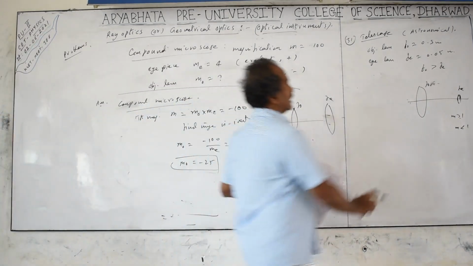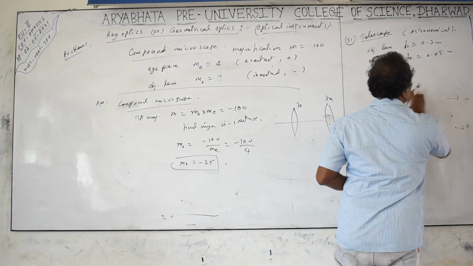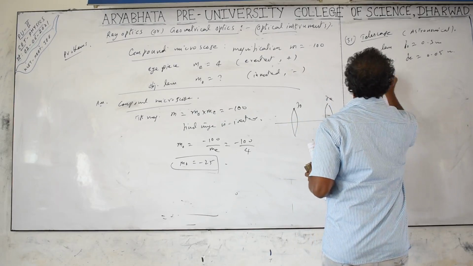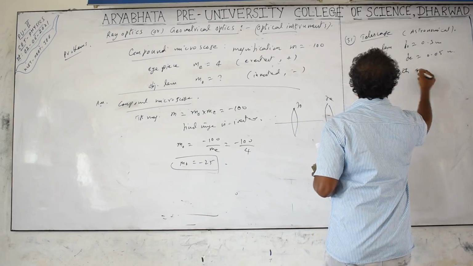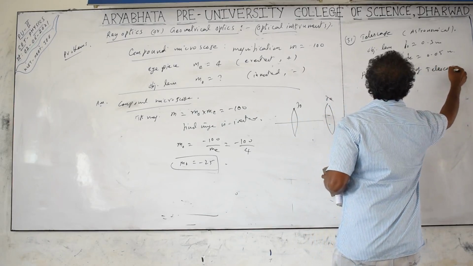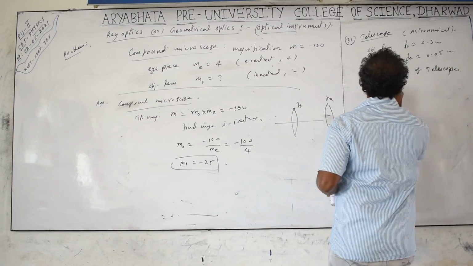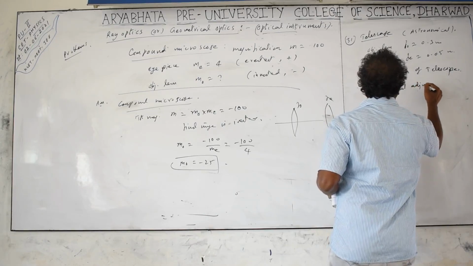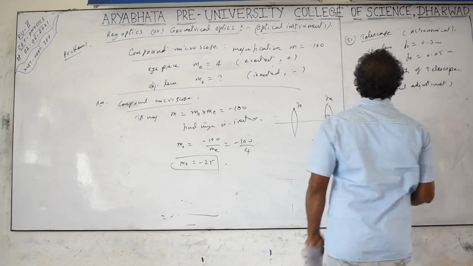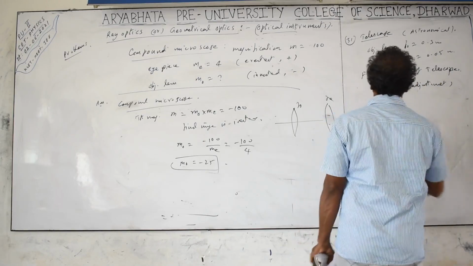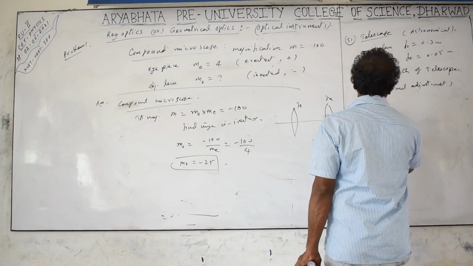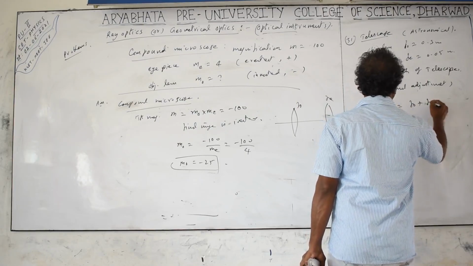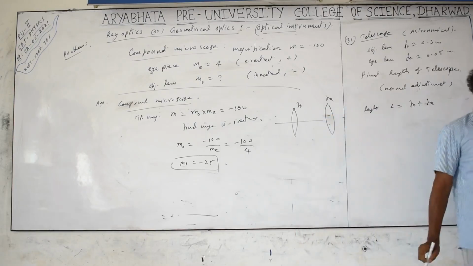So what is asked is to find the length of the telescope. They didn't mention where the final image is formed. When not mentioned, take it as normal adjustment. Find the length of the telescope. Not mentioned means just take it as normal adjustment. In normal adjustment, what is the length? L is equal to FO plus FE. If it is not normal adjustment, it becomes FO plus UE.